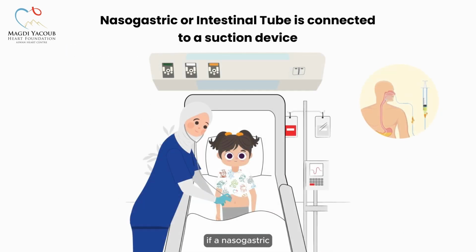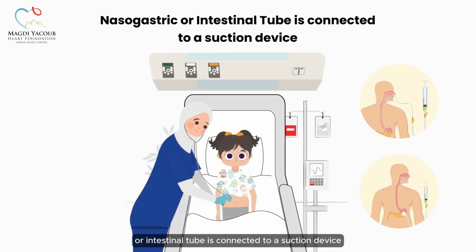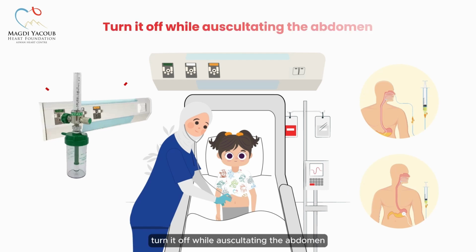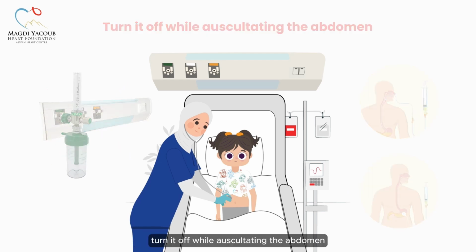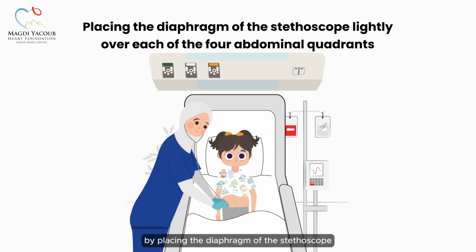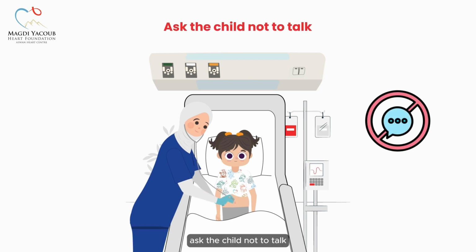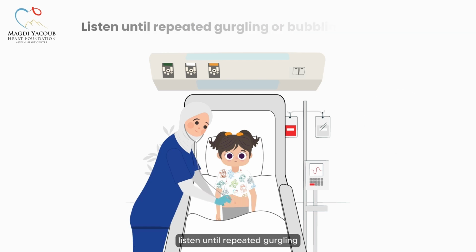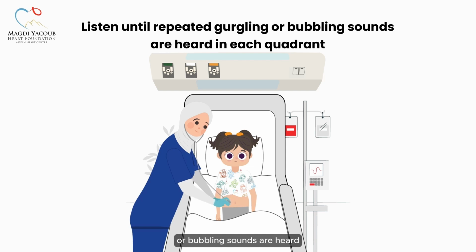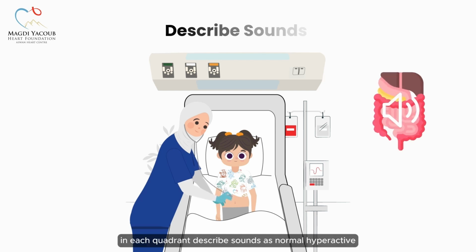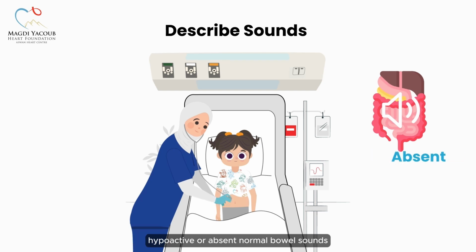If a nasogastric or intestinal tube is connected to a suction device, turn it off while auscultating the abdomen. Auscultate bowel sounds by placing the diaphragm of the stethoscope lightly over each of the 4 abdominal quadrants. If developmentally appropriate, ask the child not to talk. Listen until repeated gurgling or bubbling sounds are heard in each quadrant. Describe sounds as normal, hyperactive, hypoactive, or absent.